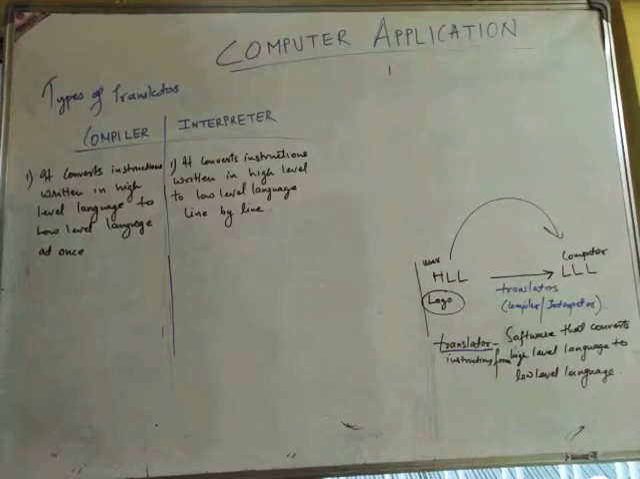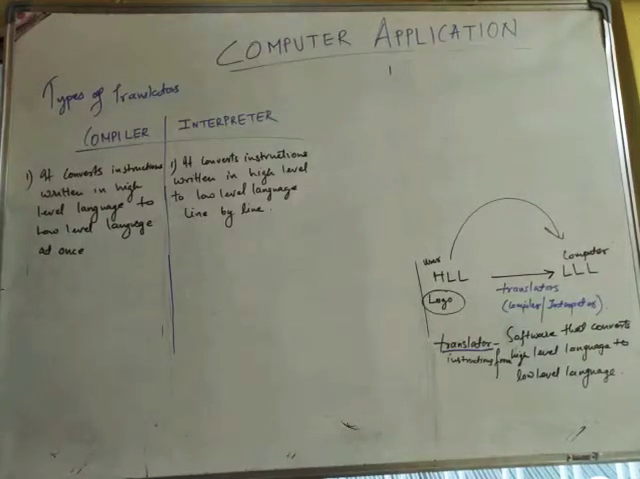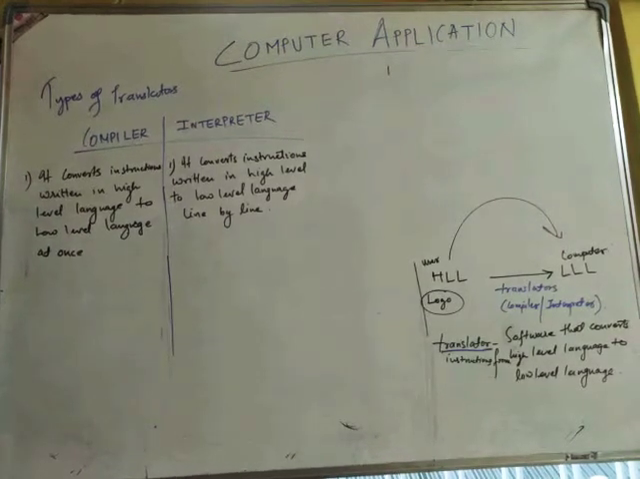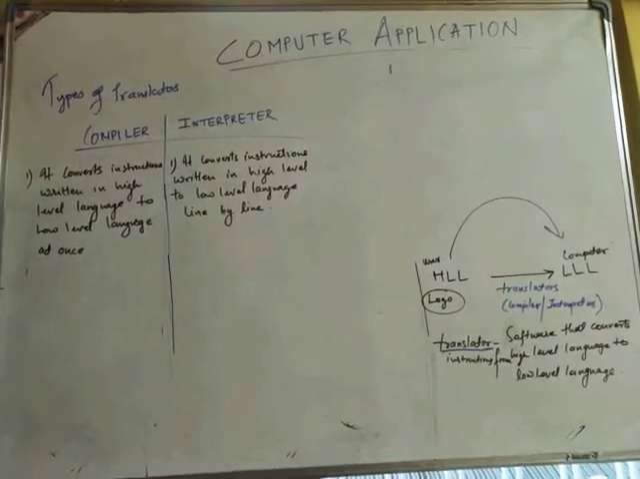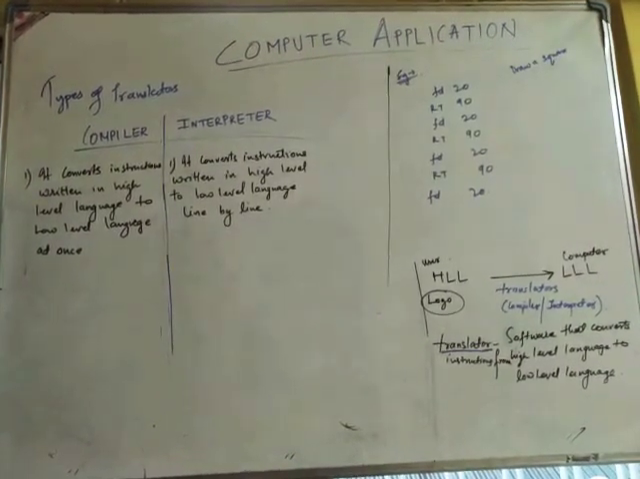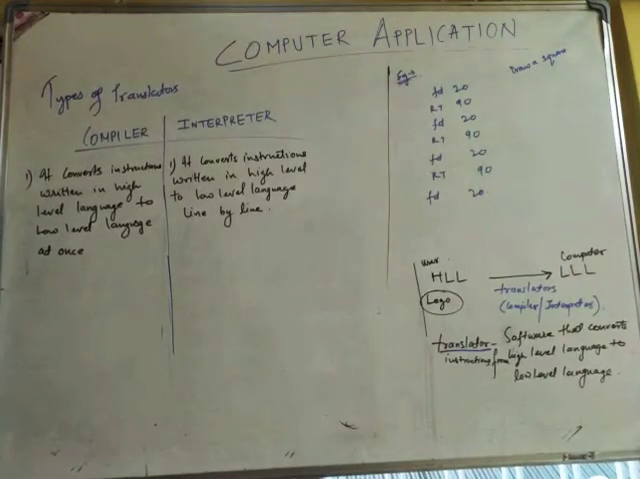The keyword here is at once, whereas the interpreter converts a high level language to low level language line by line or step by step. This is the key difference. Let's take an example to understand better, the last example which we have written: how to draw a square. In the logo language I have written this.